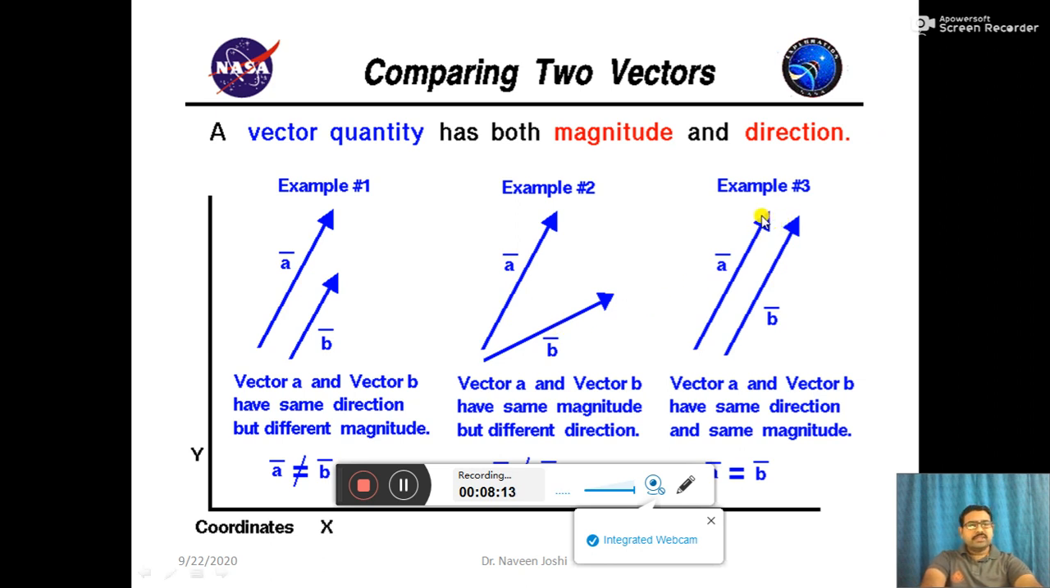So go to the last example. Both the vectors are pointing towards the same direction and have the same magnitude, that is, the same length. Therefore in the case of the third example, we can conclude vector A and vector B have the same direction and the same magnitude. So we can write vector A is equal to vector B.